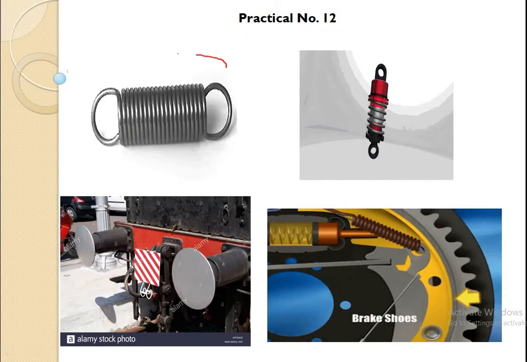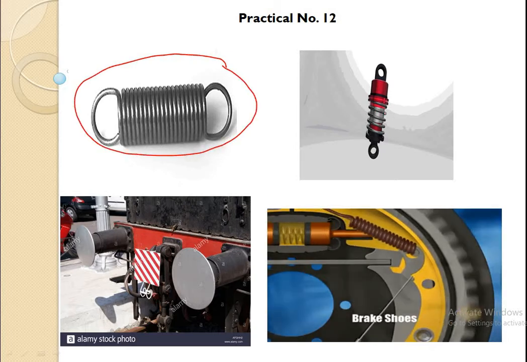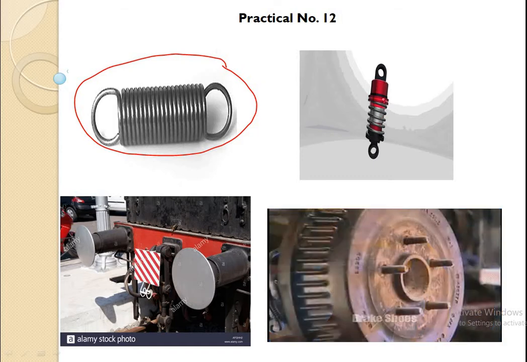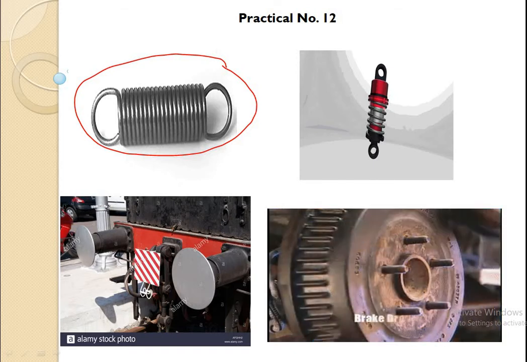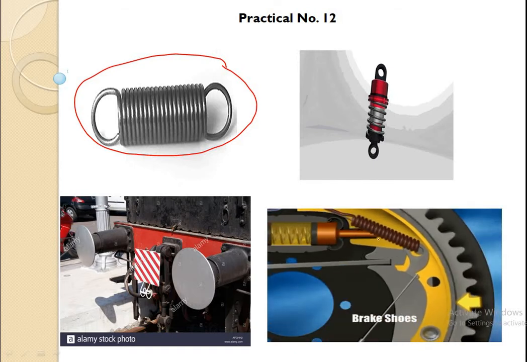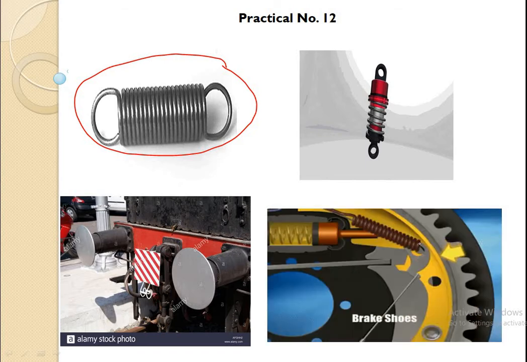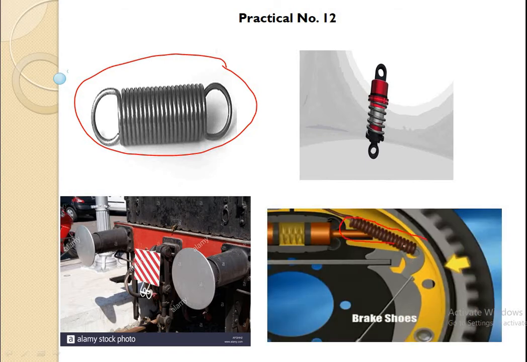Now this is the helical tension spring. Now if we take a look, this is a carburetor. How is this spring used in the carburetor, how is this spring used in the suspension? Now this is a drum brake. How is the helical tension spring used in the drum brake?